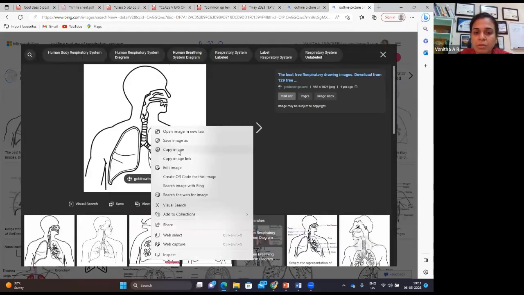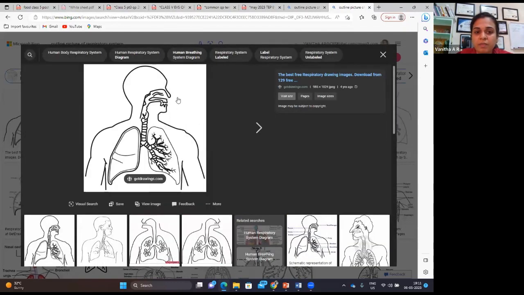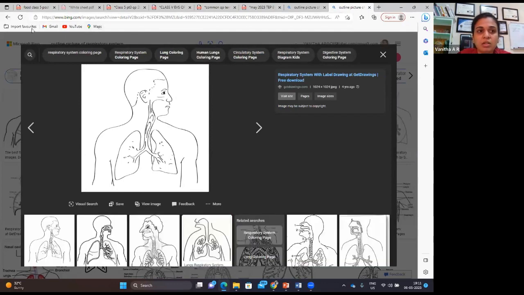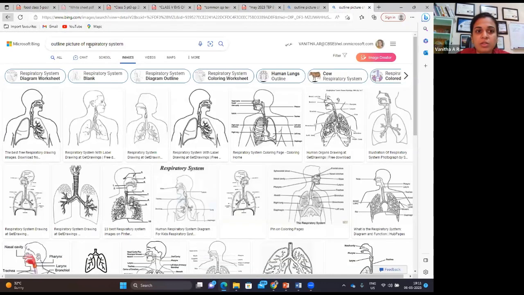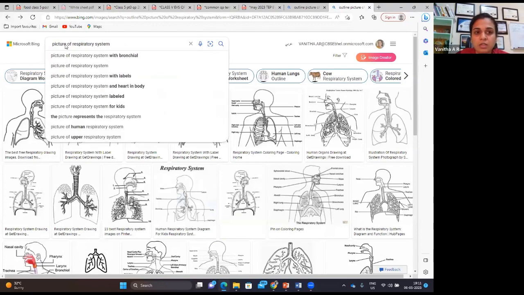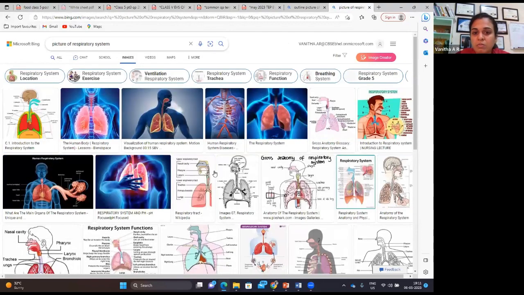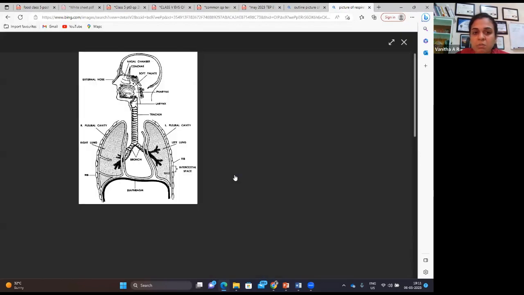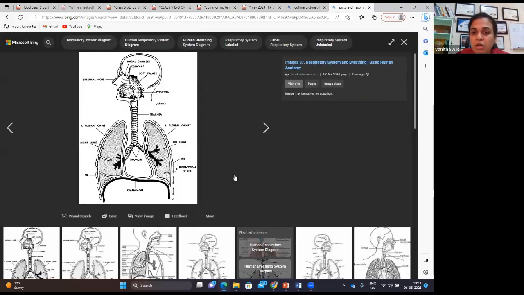I hope you all know copy paste and all. In case the picture is not suitable, like you just choose a picture of the respiratory system, then you will have it like this. And maybe in print, it doesn't come out very clearly. The darkness of the picture may not be very clear.